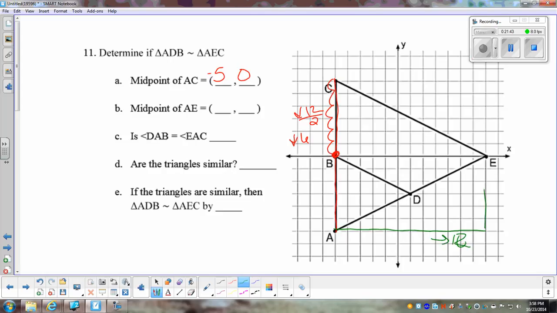For AE, I went over 12, up 6, divide that in half. I want to go up 3, and over 6. Here at point D, which is the point 1, negative 3.